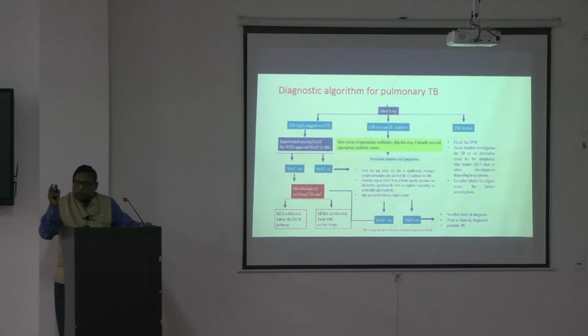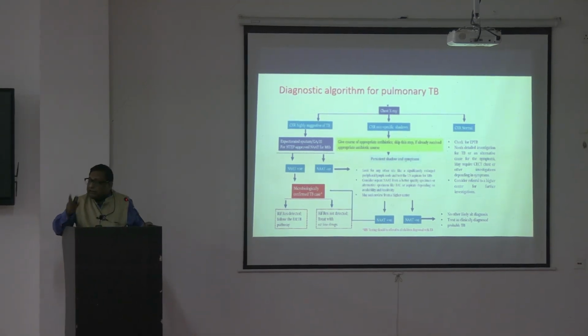Okay, so this is the guideline. That means first you do an X-ray. If the X-ray is suggestive of TB, you go for bacteriological confirmation. How do you do bacteriological confirmation? We take a sample, either gastric aspirate or induced sputum. I told you how you induce sputum. We can send the sample for culture and the CBNAAT test or LPA, line probe assay.